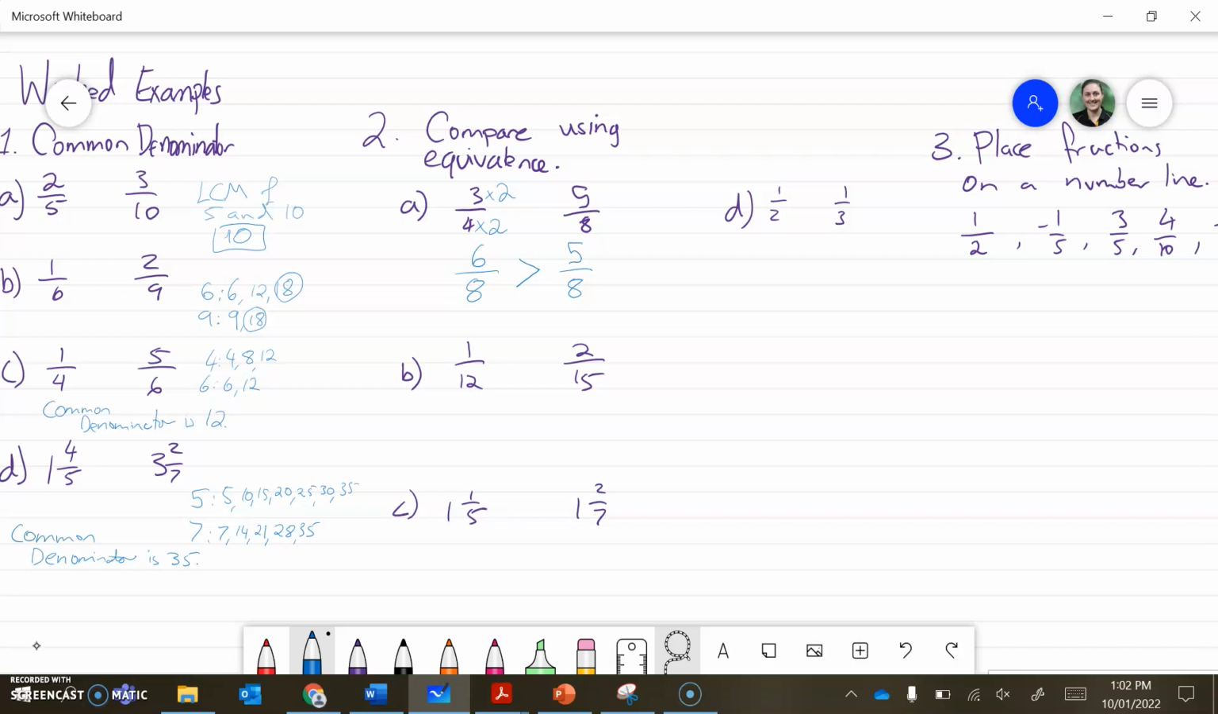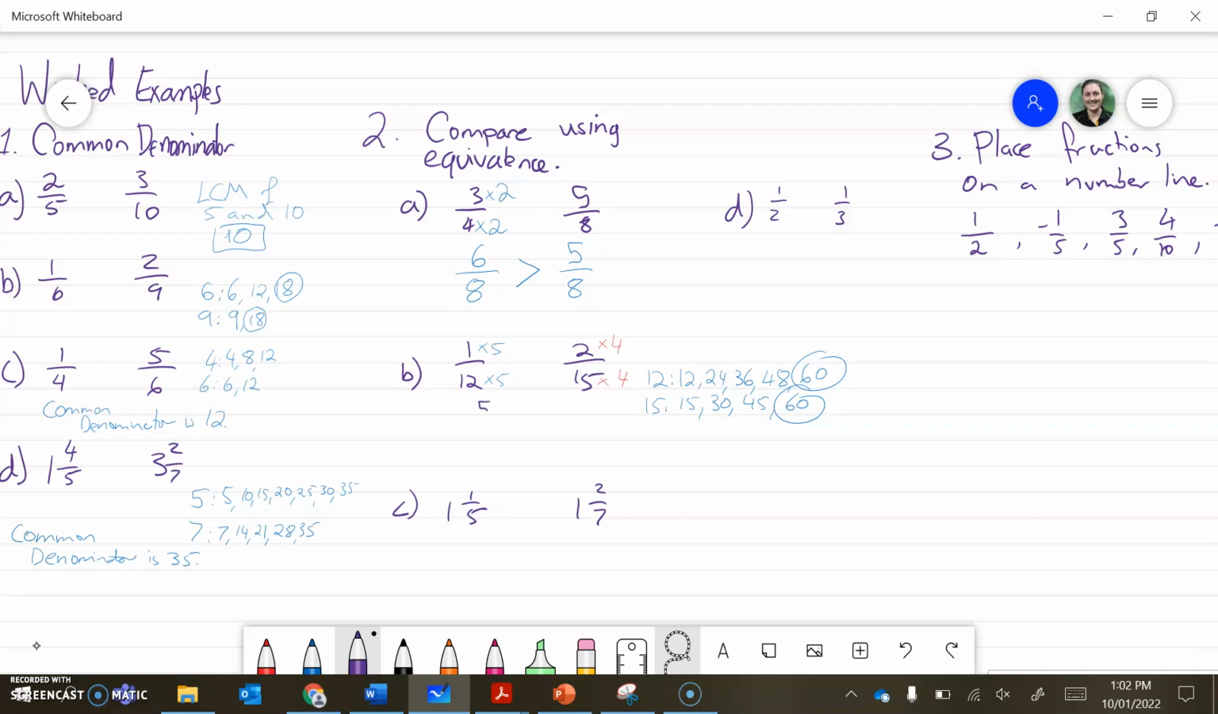Okay, our next example, I've got 12 and 15, so our common denominator. If I write out to find our lowest common multiple, we've got 12, 24, 36, 48, 60, and 15, 30, 45, 60. So our common denominator will be 60. To my first fraction, to get from 12 to 60, I need to multiply by 5. And for our second fraction, to get from 15 to 60, I need to times by 4. So I complete those operations.